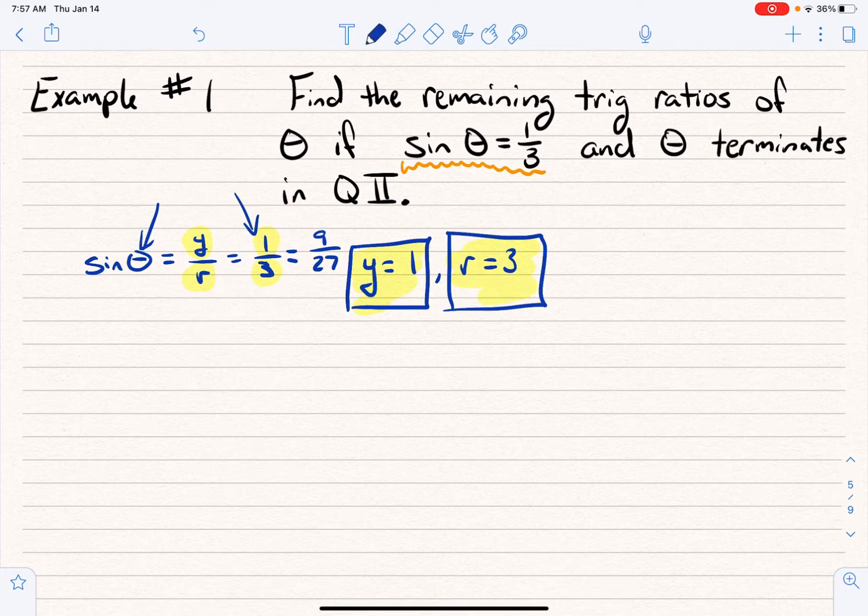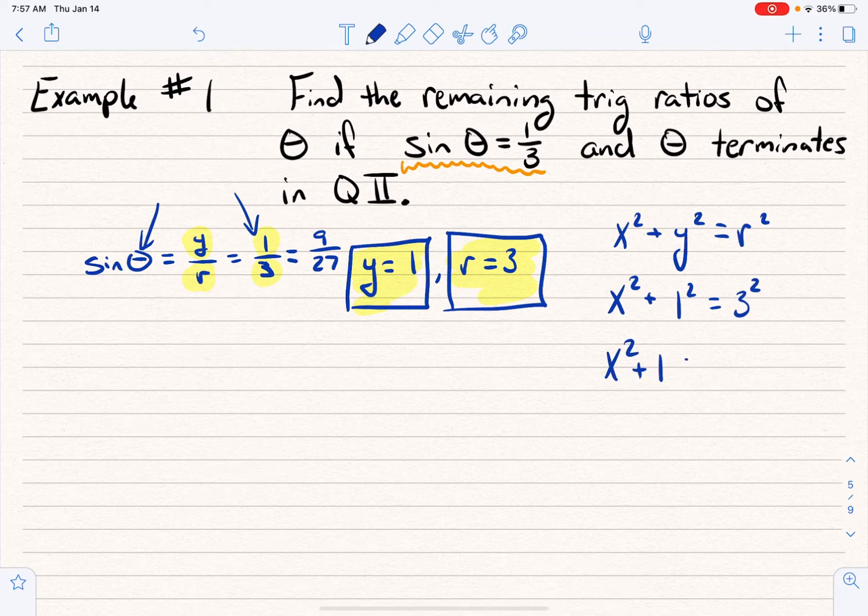And so then we know this idea of x squared plus y squared equals r squared. We plug everything in. We get x squared plus y squared, which is 1 squared, equals r squared, which is 3 squared. So therefore, x squared plus 1 is equal to 9. x squared is equal to 8. So x is equal to what at this point? And yesterday in class, I had a lot of people say, well, then it is equal to the square root of 8, which is equal to 2 times the square root of 2.